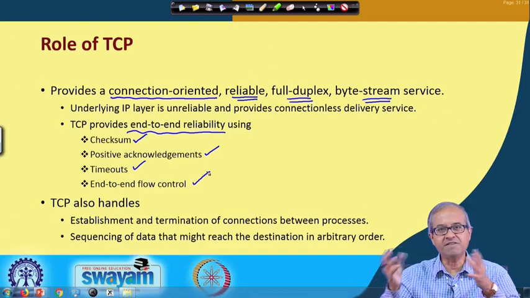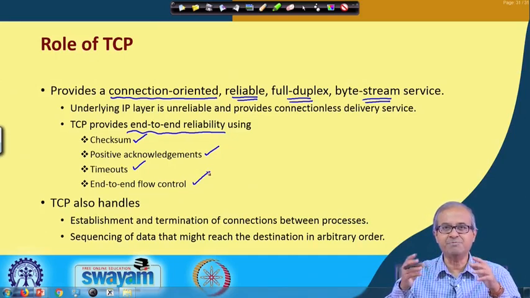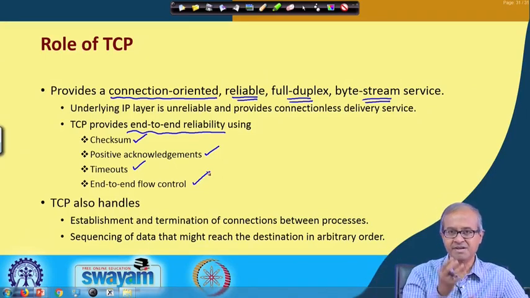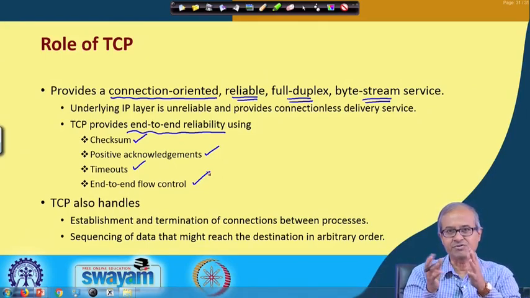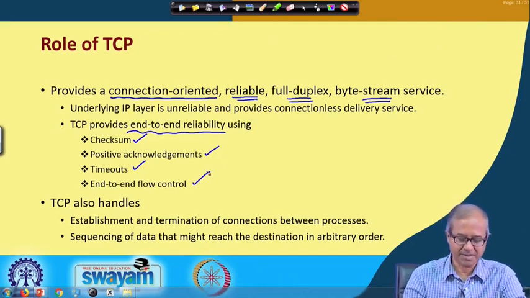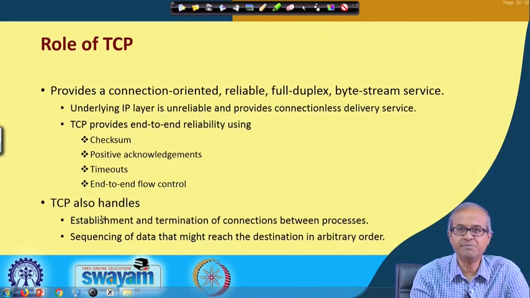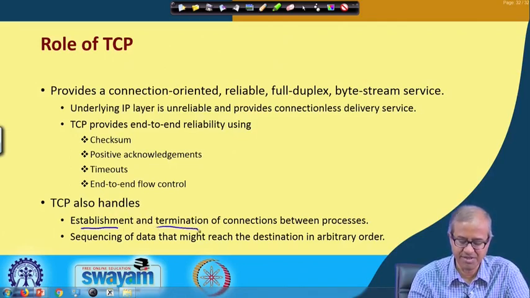And end to end flow control. See, the speed of the sender and receiver may not be the same. So, dynamically, the TCP layer adjusts the speed of data transmission and data receiving, sending and receiving, so that the speed mismatch is taken care of.